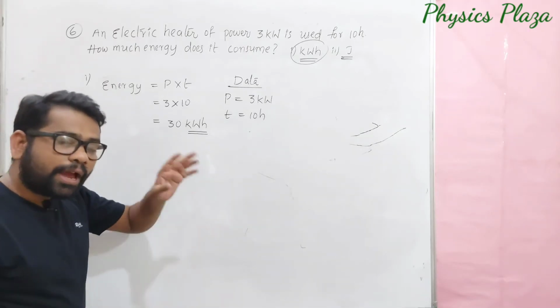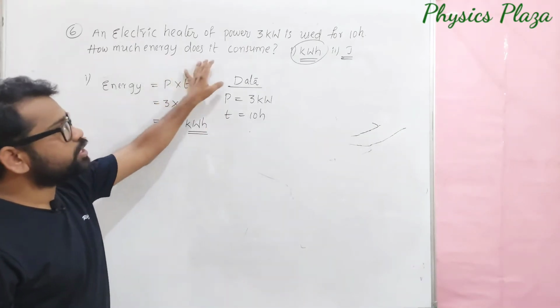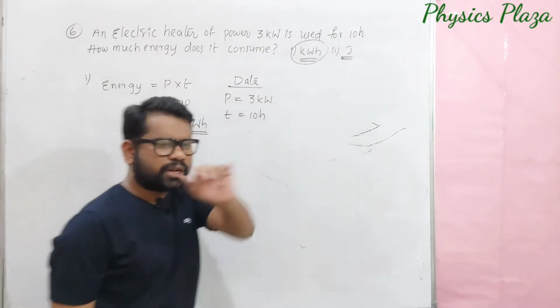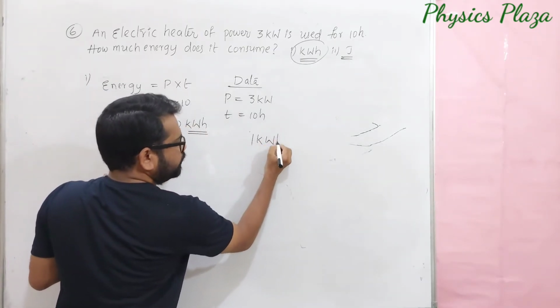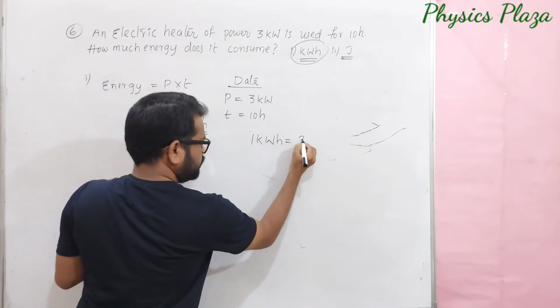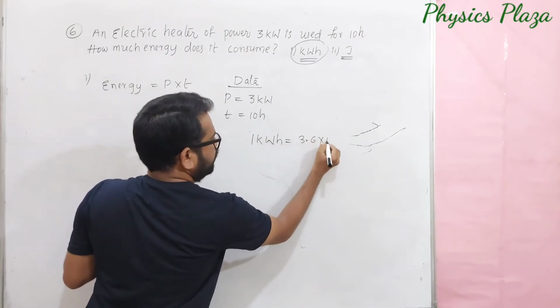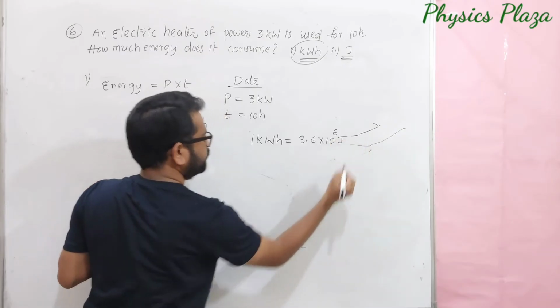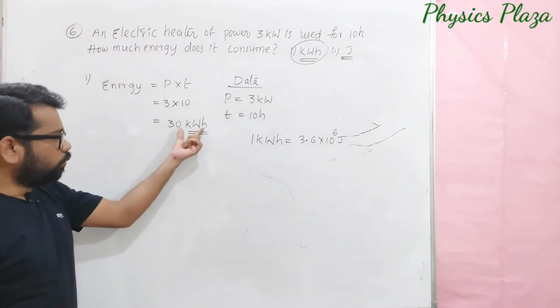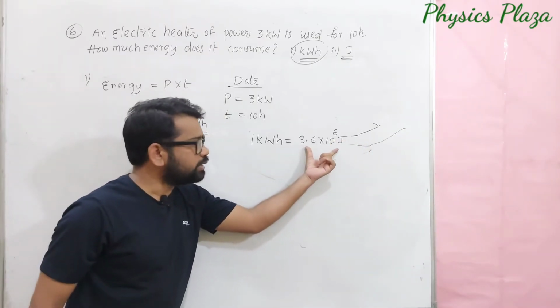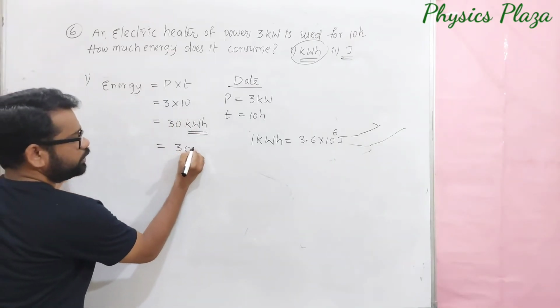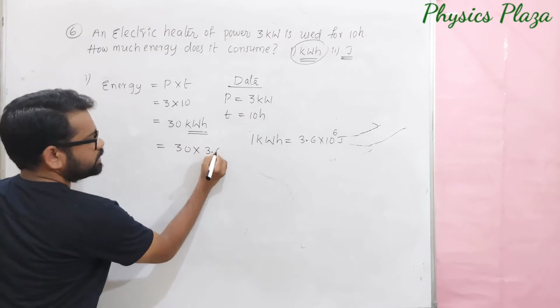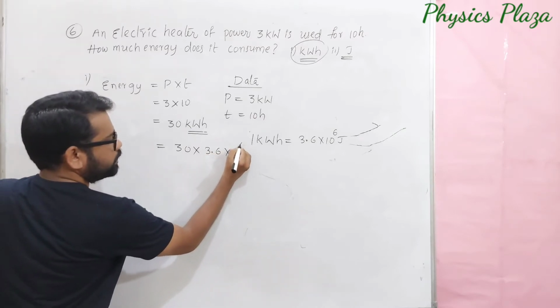Next, we have to calculate the energy consumed even in joules also. Children, we know that 1 kilowatt hour is equal to how much? 3.6 into 10 power 6 joules. So here we can substitute this value. So let us do that. That is 30 into 3.6 into 10 power 6.